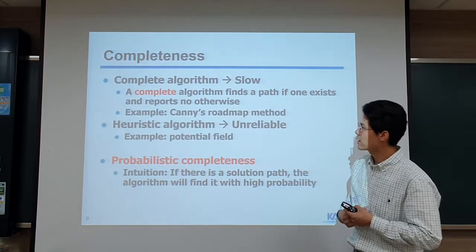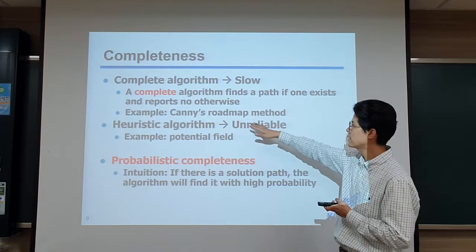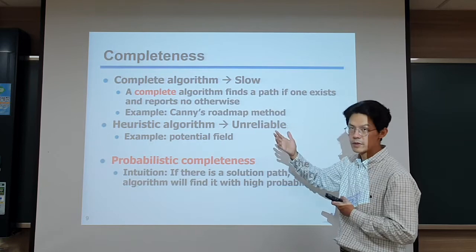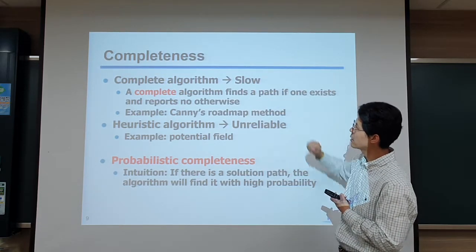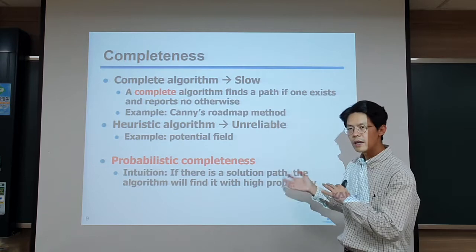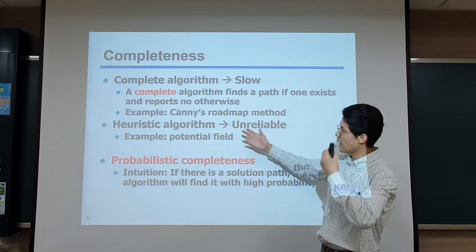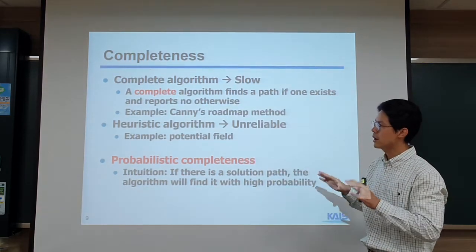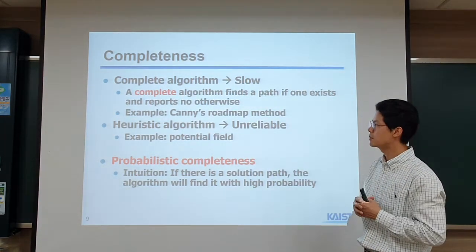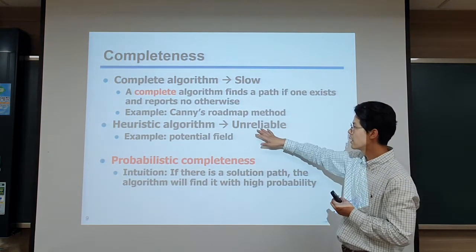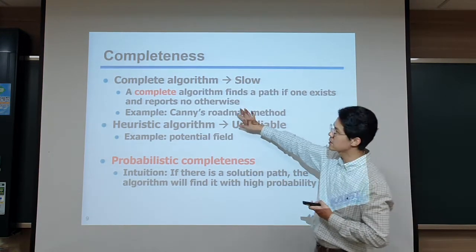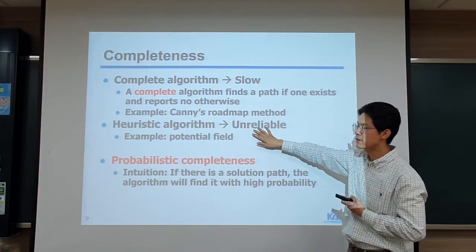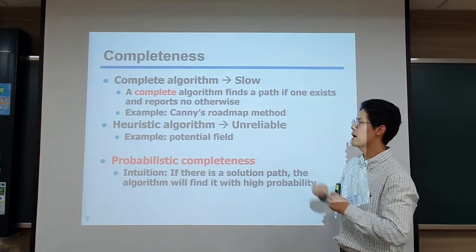One of the examples is the silhouette method, the Canny's roadmap technique. I also talked about the visibility techniques. Those are examples of complete algorithms. On the other extreme, we can think about a heuristic algorithm like the potential field. It might have issues of local minima, but we can compute the path in a reasonable amount of time. But it doesn't have this nice feature of the completeness property, so sometimes it may not find the path even though a path exists.